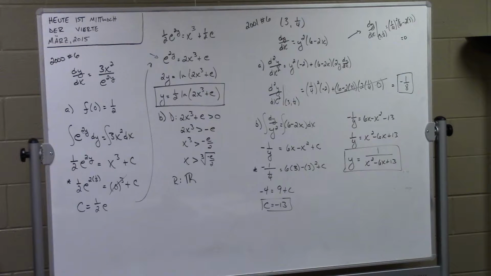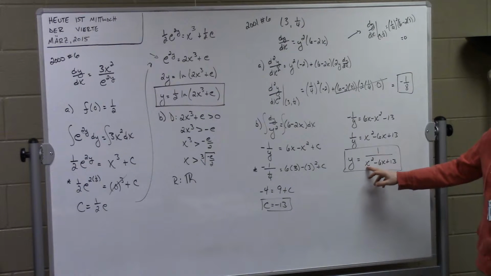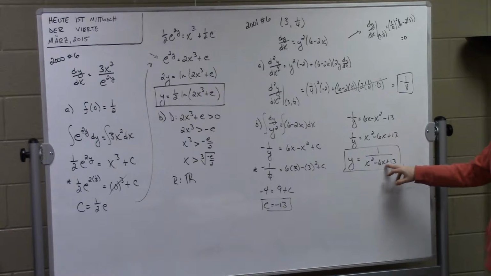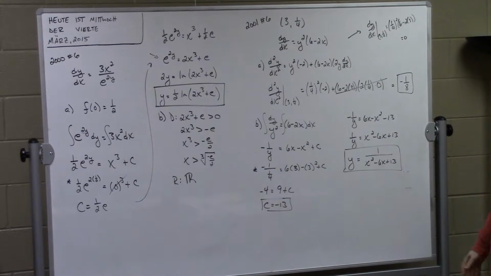I think if we do stick in 3, you get 9 minus 18 is negative 9, and 4, so there's your 1/4. Beautiful, it checks out.